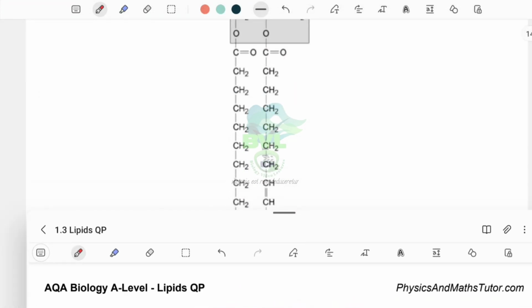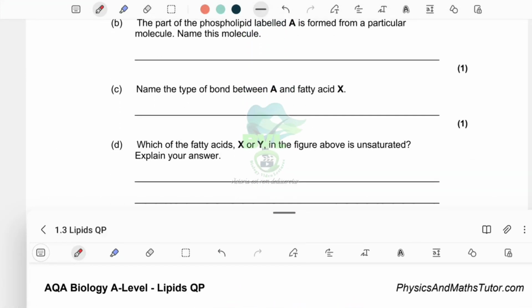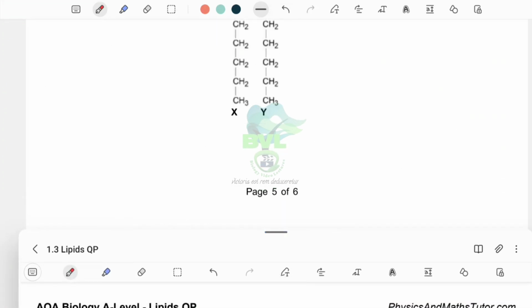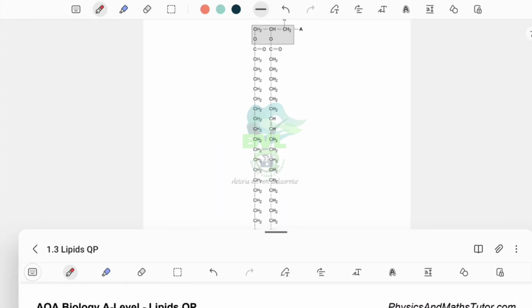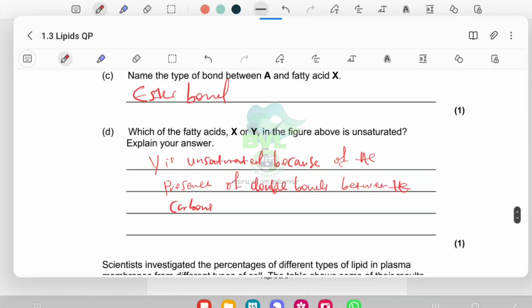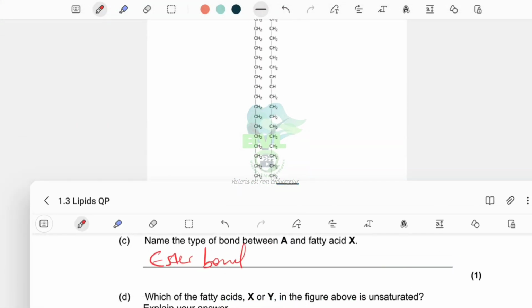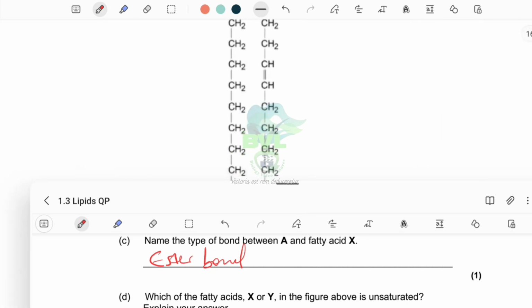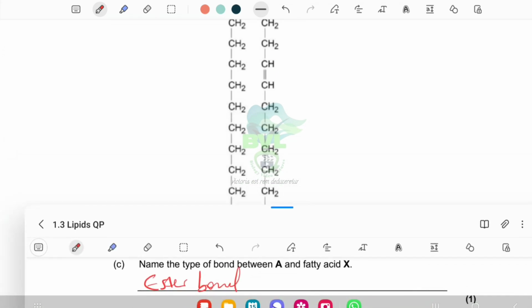It says, which of the fatty acids X or Y in the figure above is unsaturated? So look at the diagram again. Which of them do you think is unsaturated? How did you see the whole length? And the answer should be what? It should be Y, because why will it be Y? Because Y has one carbon to carbon double bond. That's very important for you to remember. It has one carbon to carbon double bond. This is very important. Okay.